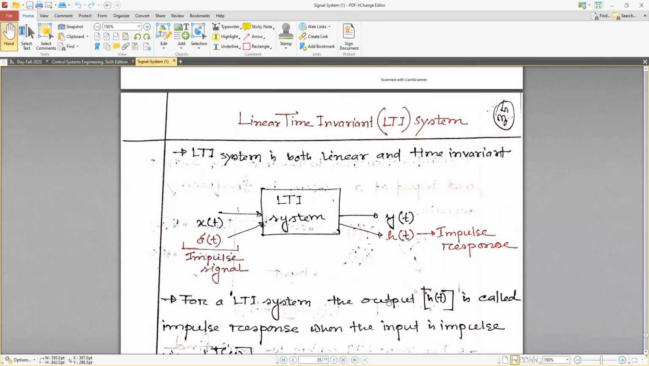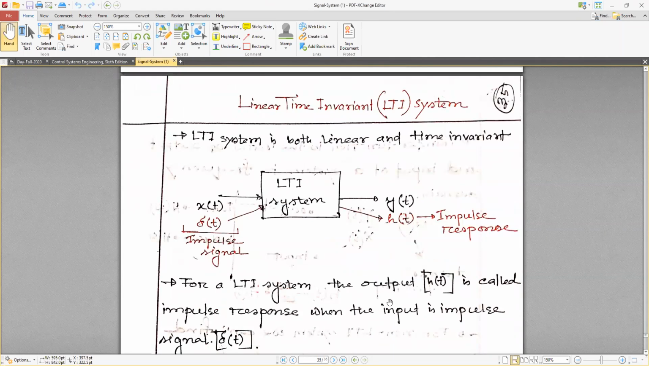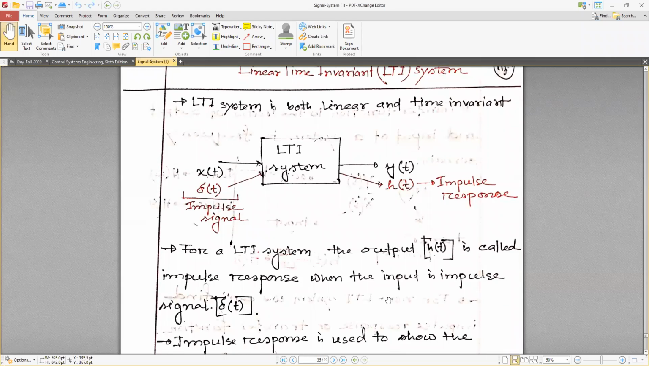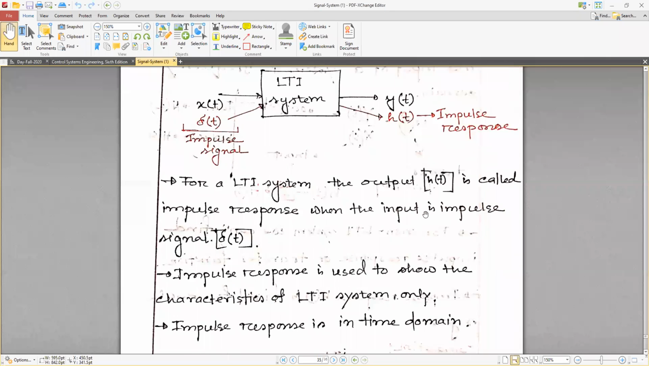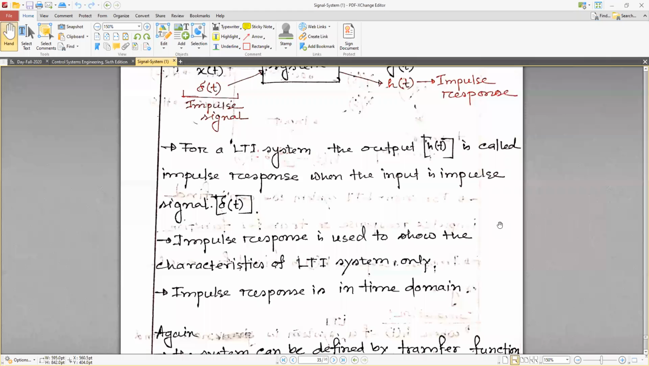And the linear time invariant system, LTI, this is important. An LTI system is both linear and time invariant. Delta(t) is the impulse signal, h(t) is the impulse response. For an LTI system, the output is called the impulse response when the input is the impulse signal, delta(t). Impulse response shows the characteristics of an LTI system only. Impulse response is in the time domain. These are the features.